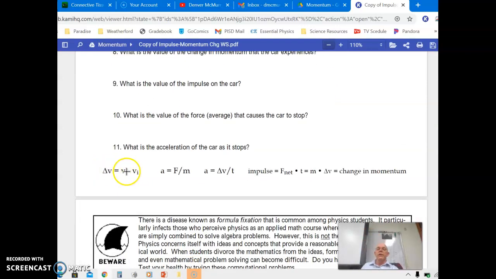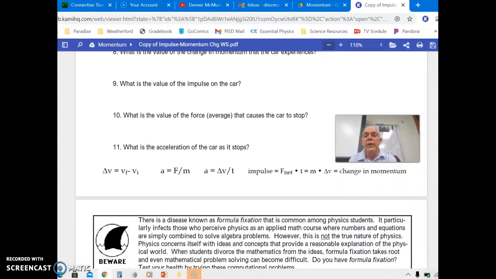The change in velocity is the final velocity, or the end velocity, minus the initial. Then you'll notice that acceleration is equal to the change in velocity, or final minus initial, divided by time. And we have acceleration is equal to force divided by mass. Those will all equal the same thing, basically. You get acceleration, the same thing here as you will there. Either formula will work to get acceleration. Just depends if you have force or mass, or if you have change in velocity or time.